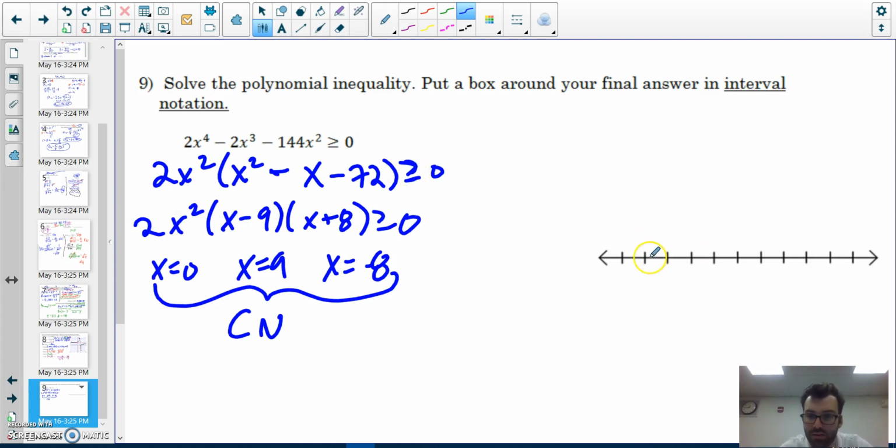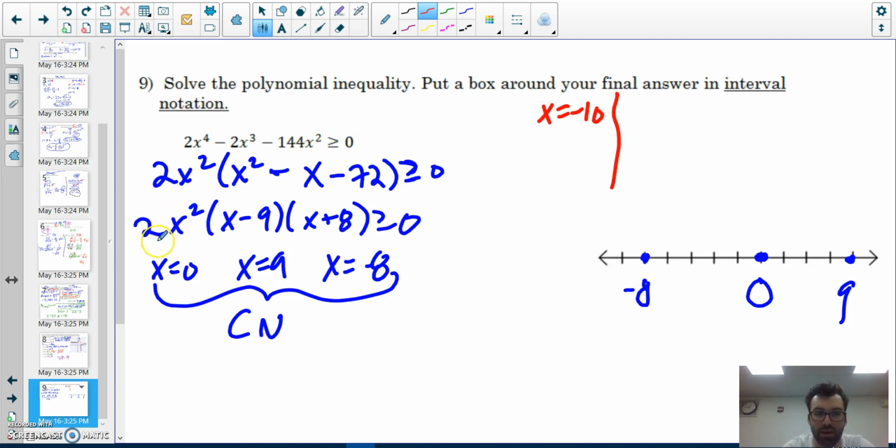Alright, if it's greater than or equal to, I can fill in my circle here. So that's negative 8. And I'm just going to rough estimate. I'm not going to count out 0 and 9. So remember, you have to check each interval. I got to pick a value less than negative 8, so I'm going to pick negative 10 and check. If I plug in negative 10 here, I'll get a positive answer. If I plug it in here, I'll get a negative number. If I plug it in here, I'll get another negative. So overall, a negative, which is not greater than 0, so that does not check out.